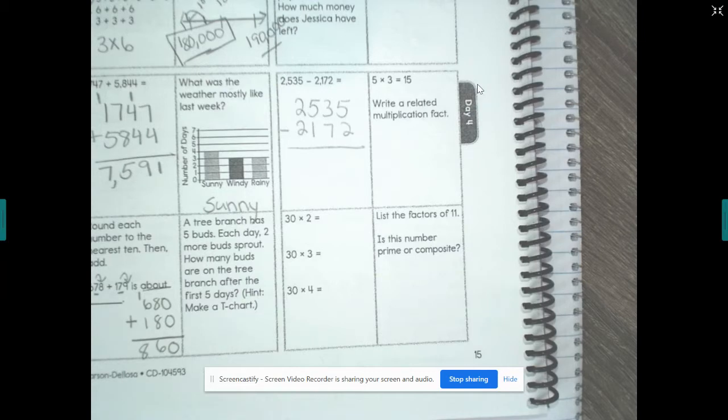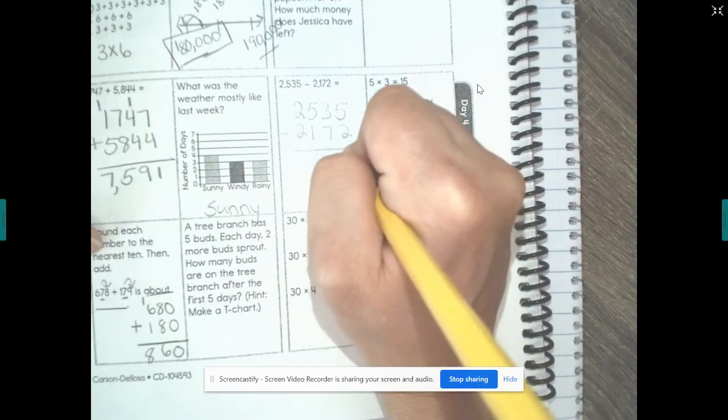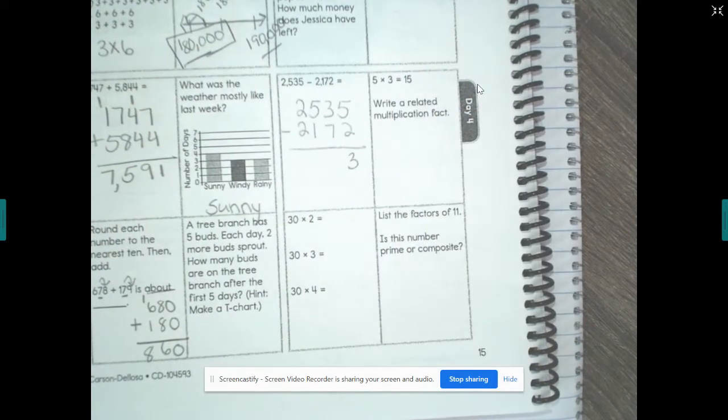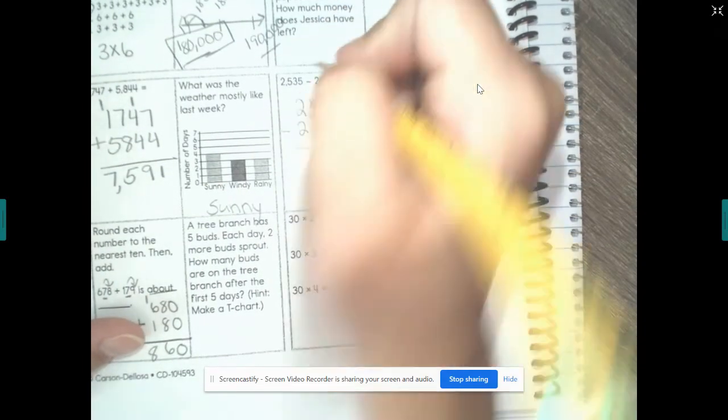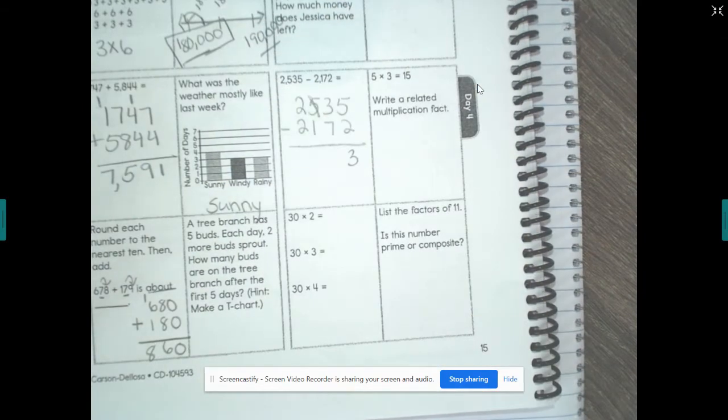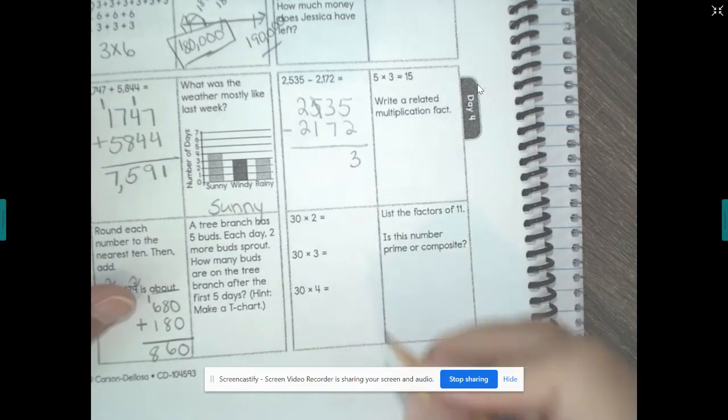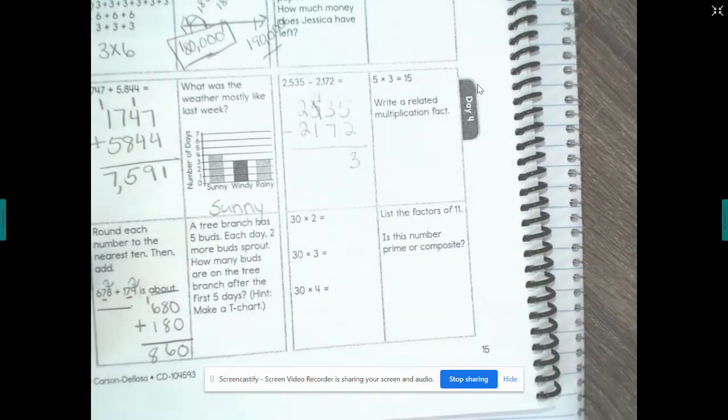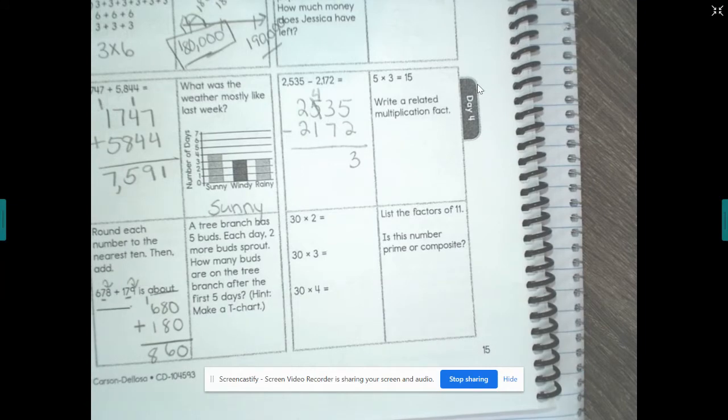5 minus 2 is 3. 3 minus 7, I can't do. The 3 is too small to take away 7. So I'm going to go to my hundredths place to regroup. I'm going to take 100 away, and that leaves me with 400 left. I'm going to add those hundreds into my tens place. So I'm going to add 10 to the 3 to get 13.